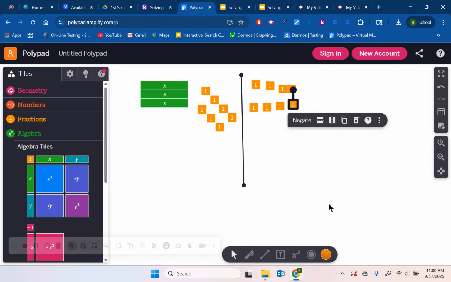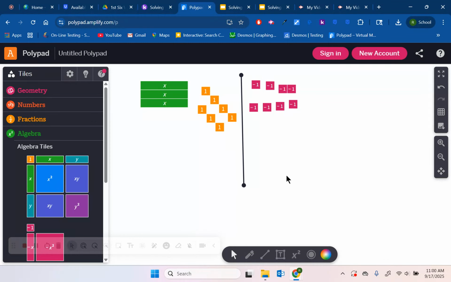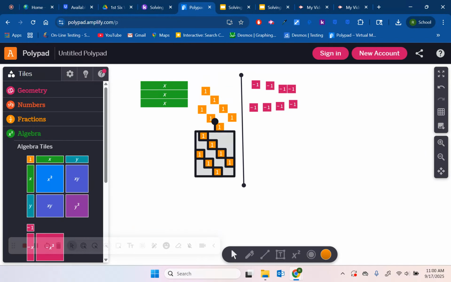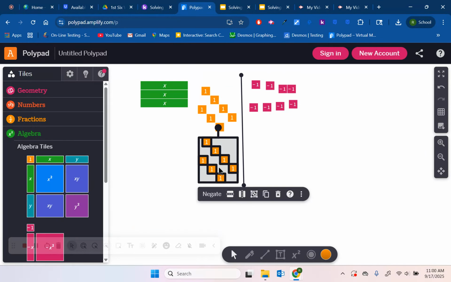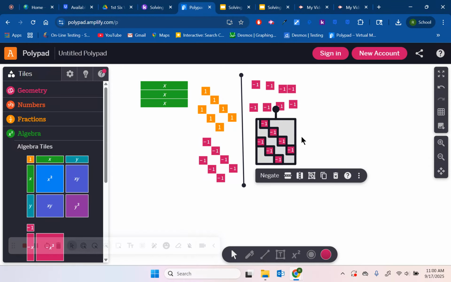Negative 8. So I'm going to come over here and I'm going to negate these guys. Bam, negative 8. So let's do the math now. What's our first step here? I want to get rid of these guys, right? But I got to do the opposite. Negate it. What I do to one side, I got to do the other.